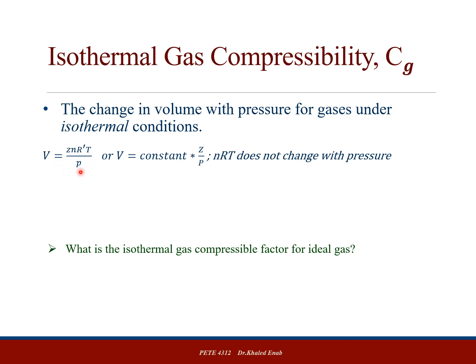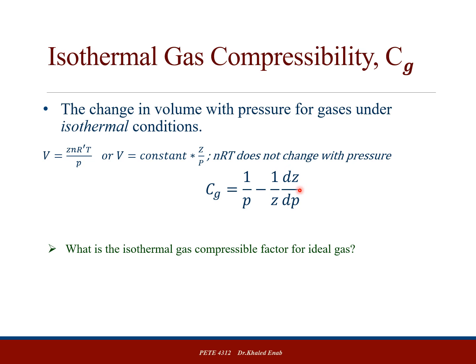This is the real gas equation. So then we can say, under constant temperature, V equals constant times Z over P. That constant is the nRT. N is the number of moles, it doesn't change. R is constant, temperature is constant. So those don't change, so this constant is the isothermal, and Cg would equal 1 over P minus 1 over Z, change in Z over the change in pressure.